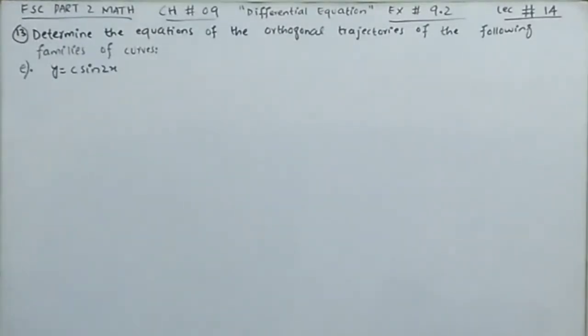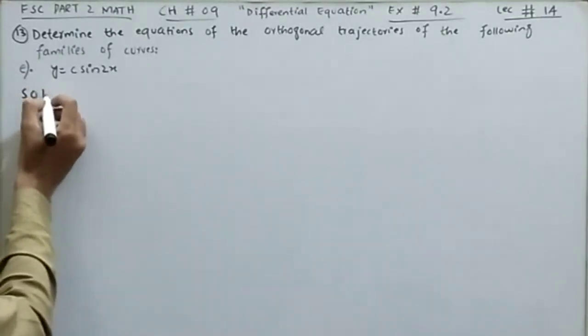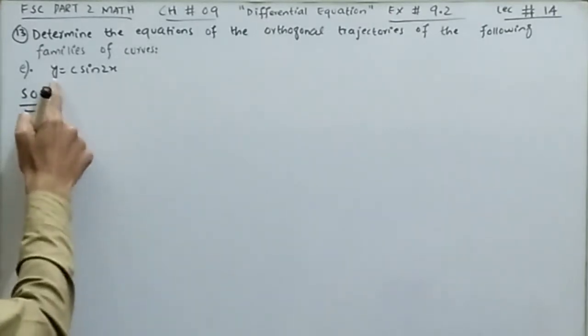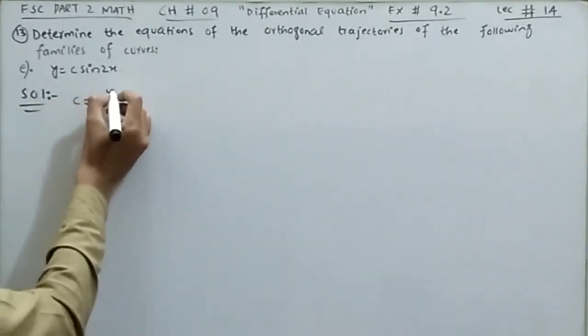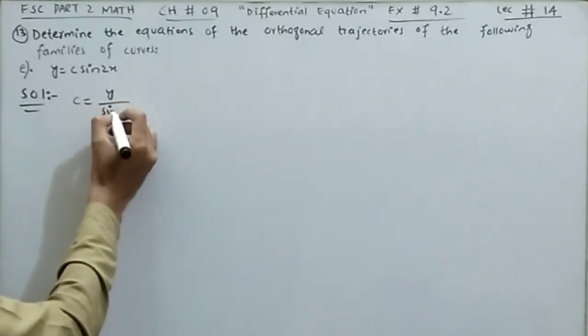Now move to the next part, part number E. It says that y is equal to c into sine of 2x. Find the equation of this curve. So move to the solution. First of all, y is equal to c sine 2x. So from over here, c is equal to y divided by sine 2x.